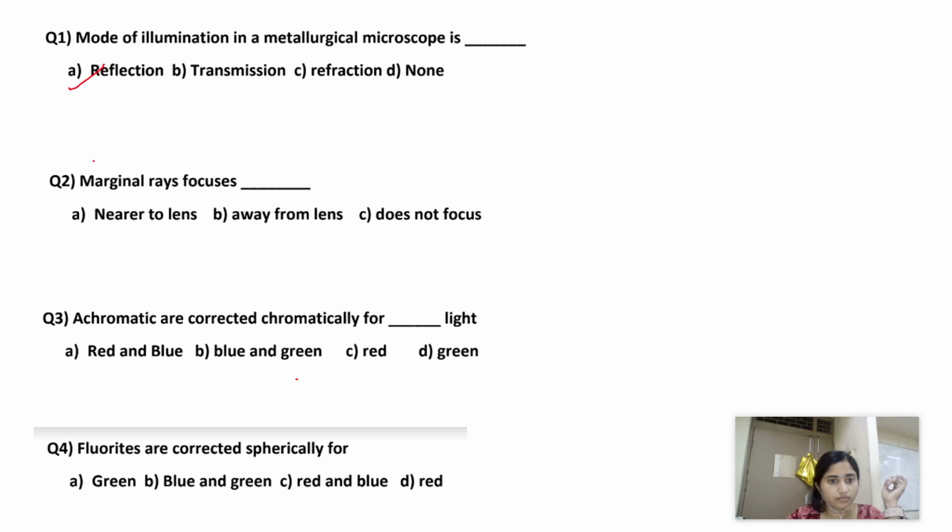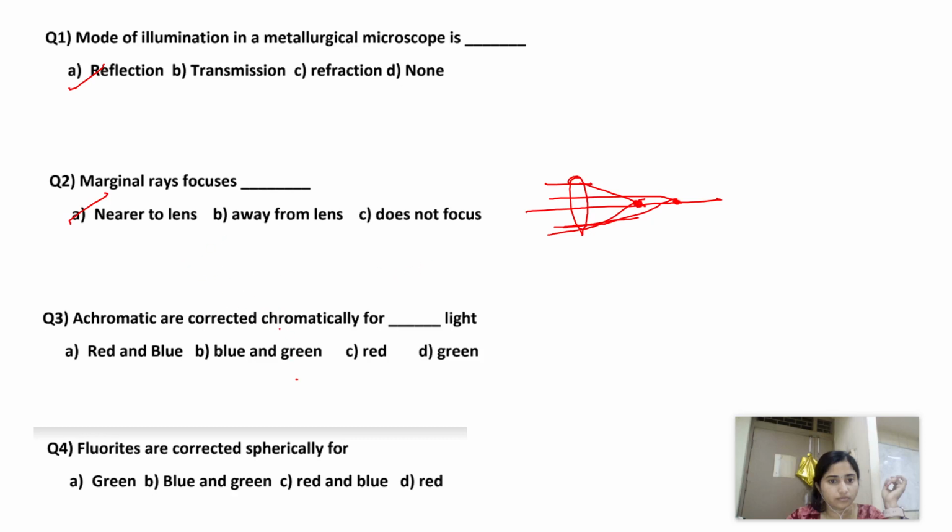So the first question answer is reflection, and marginal rays focus nearer to the lens. That's also what sir taught in the class, right? If the marginal rays are coming from here, they will focus near, and the other rays will focus in the back side. So this will be the one nearer to the lens.